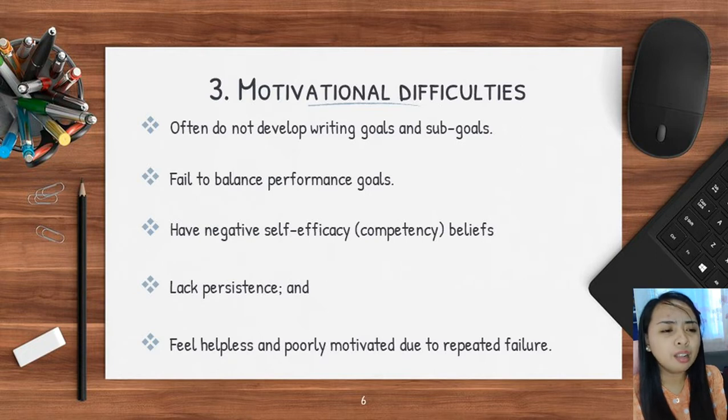Goals help us become better versions of ourselves. Writing down your goals means that you can visually see them. This is an important point because when we see something, it really affects how we act, right? So you're more likely to be productive if you can see what you have to do instead of just thinking about it. The next one is fail to balance performance goals.